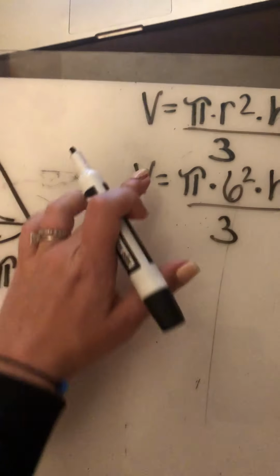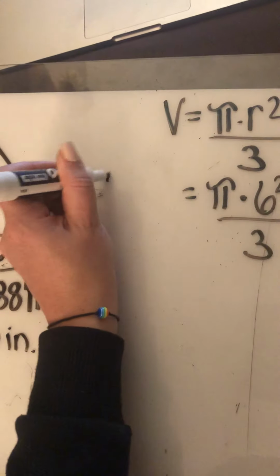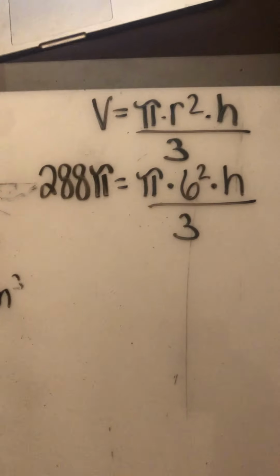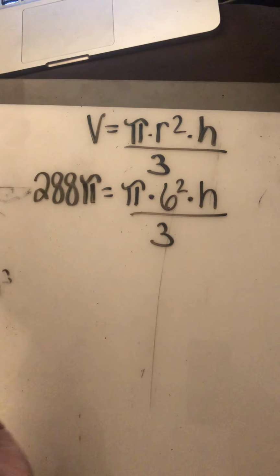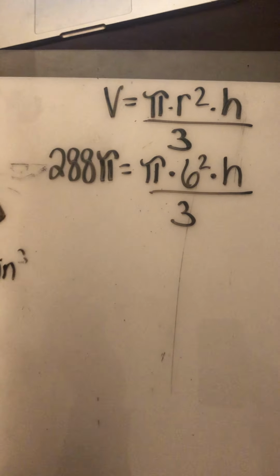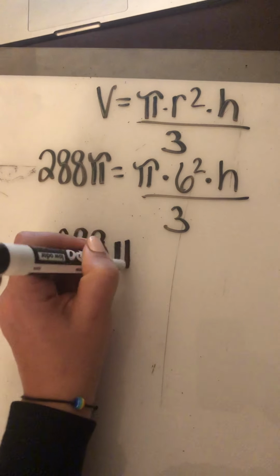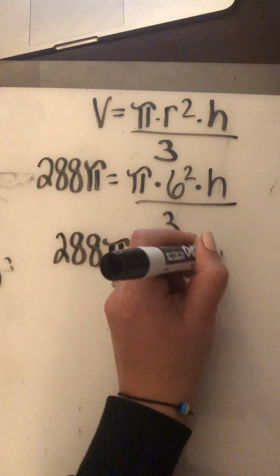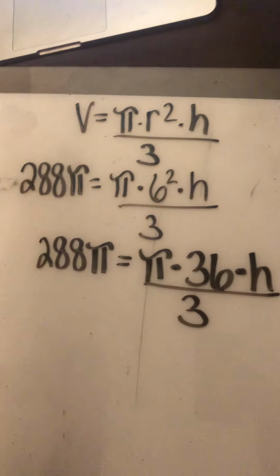Oh, I know my volume. Okay, my volume is 288 pi. All right, there we go. Now, exponents still first. Always, order of operations, exponents first, unless there were parentheses, but there's not. So, 288 pi equals pi times 36 times the height over 3.